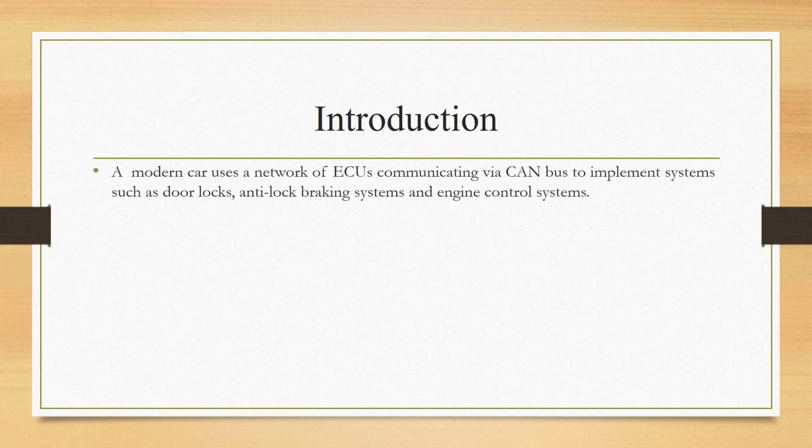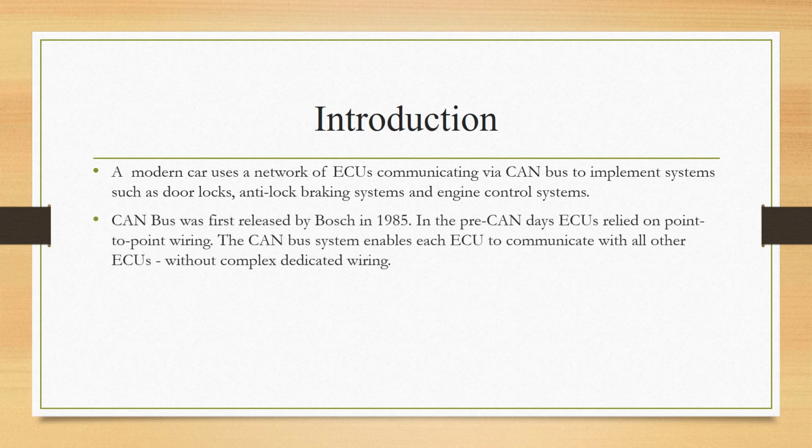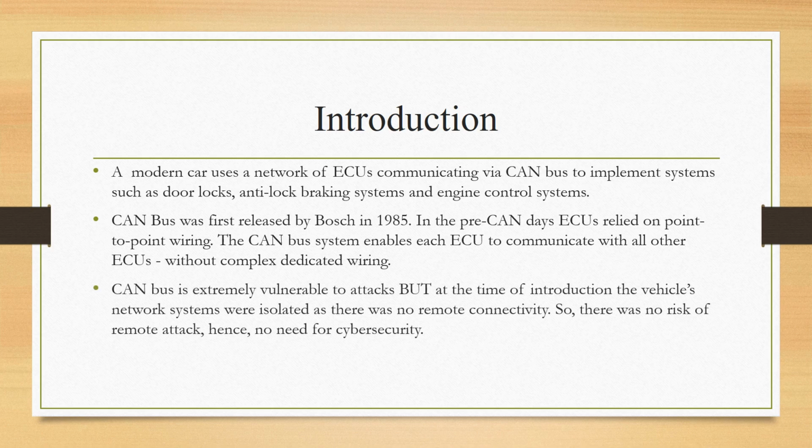Introduction. A modern car uses a network of ECUs communicating via CAN bus to implement systems such as door locks, anti-lock braking systems, and engine control systems. CAN bus was first released by Bosch in 1985. In the pre-CAN days, ECUs relied on point-to-point wiring. The CAN bus system enables each ECU to communicate with all other ECUs without complex dedicated wiring.